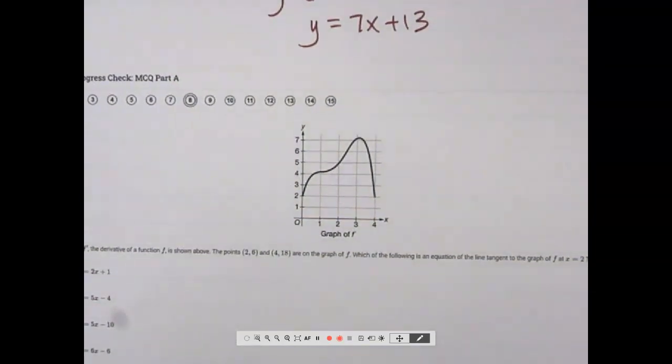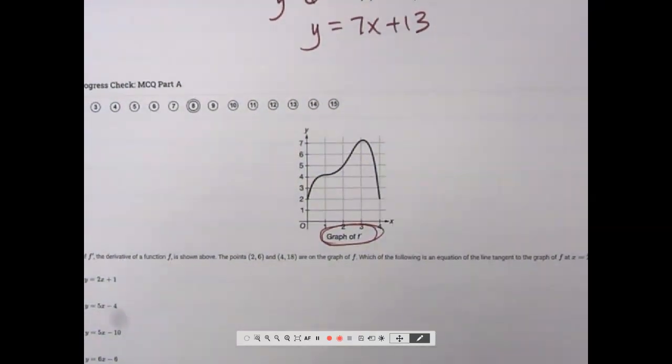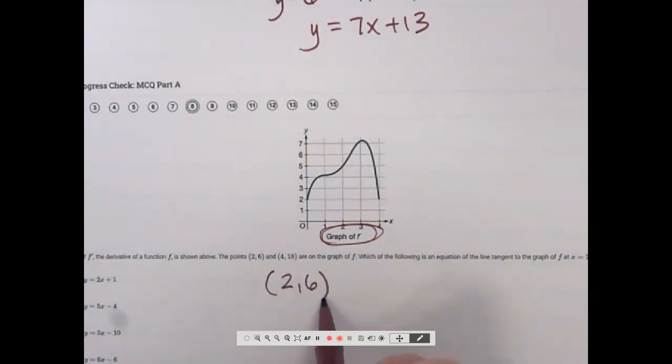Alrighty. The graph of f prime. This is not the graph of f. This is the derivative of f. Points 2, 6 and 4, 18 are on the graph of f. Which of the following is an equation of the line tangent to the graph at x equals 2? Okay, again, the two pieces of information I need are a point and the slope. I have a point. Which point do I need to use? The 2 on the derivative graph. 2, 6. How am I going to find the slope at 2?